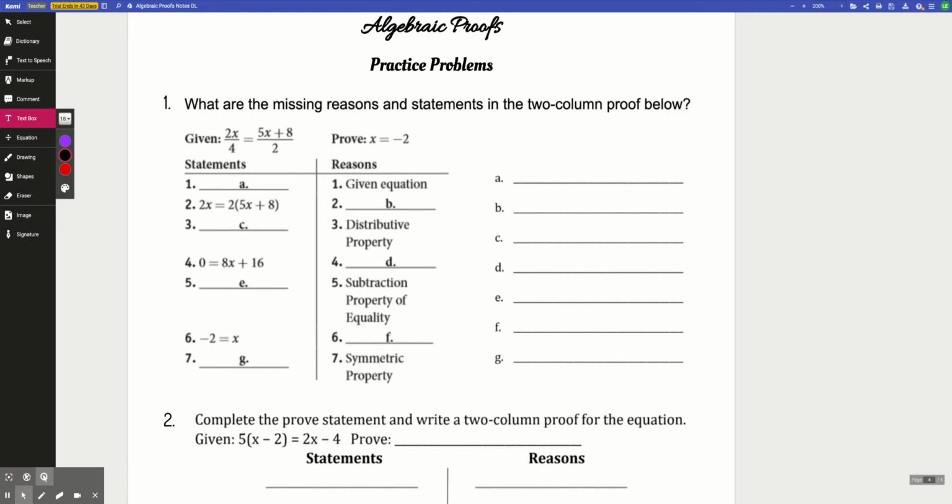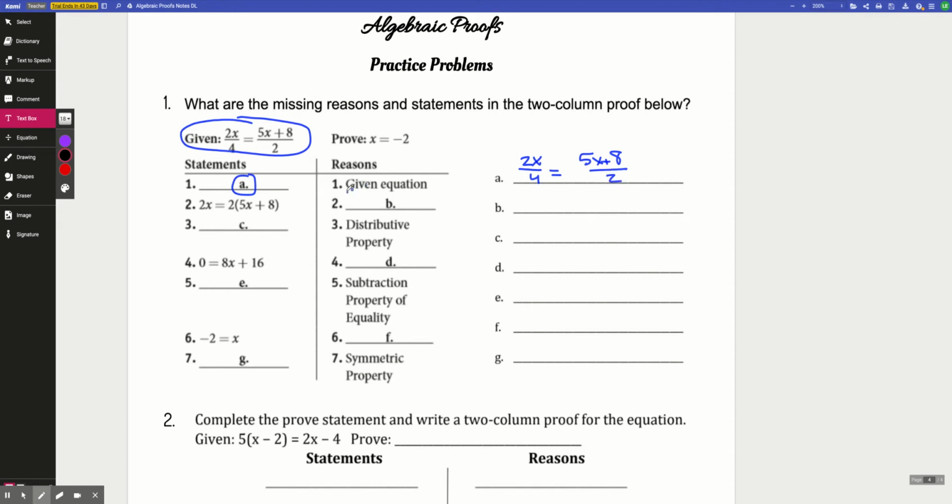So in this first one, there's certain things missing. Some of the blanks are statements and others are reasons, so we're going to fill in what's missing, okay? So A is hopefully pretty easy. Remember, when you're doing an algebraic proof, the very first statement is always exactly what is given to you. So you can copy exactly what is written up here into your proof. So 2x divided by 4 equals 5x plus 8 divided by 2. Okay, that's all you have to write there.